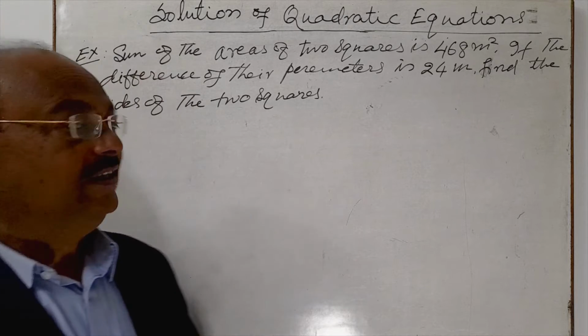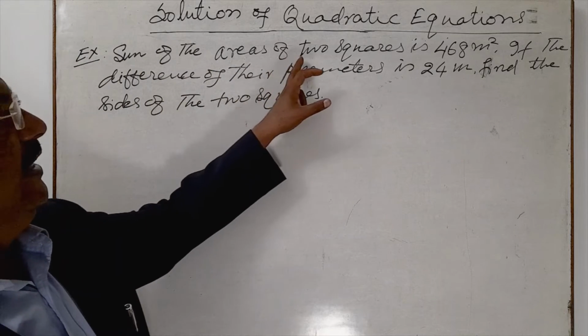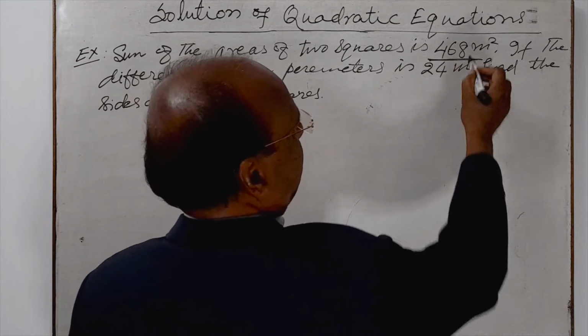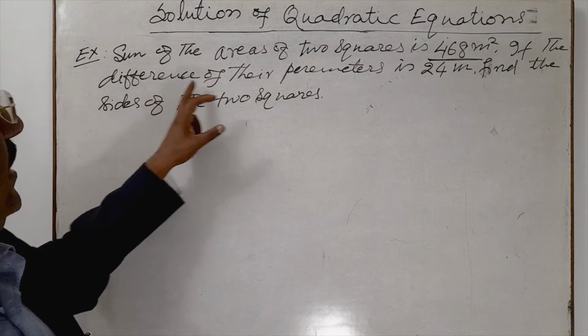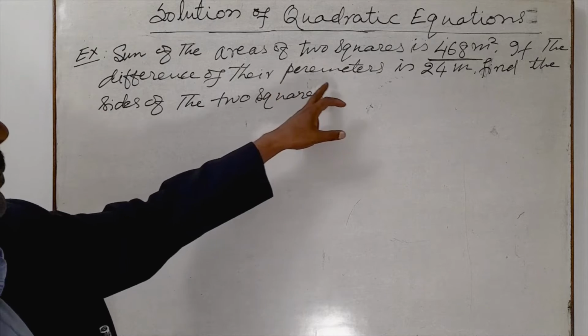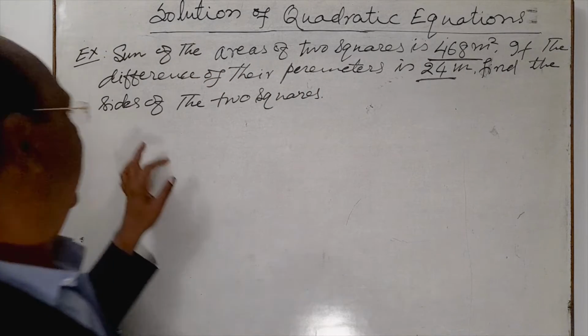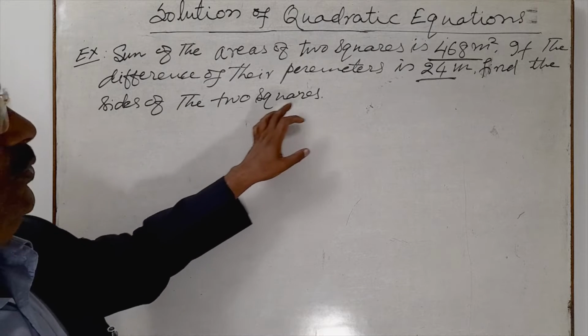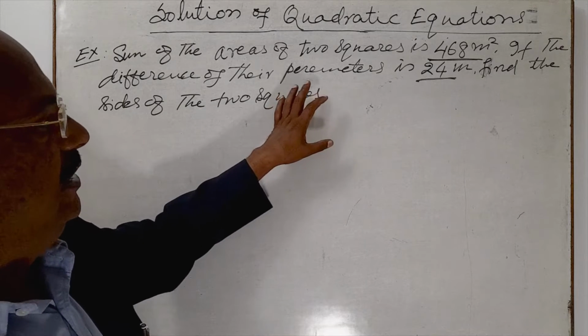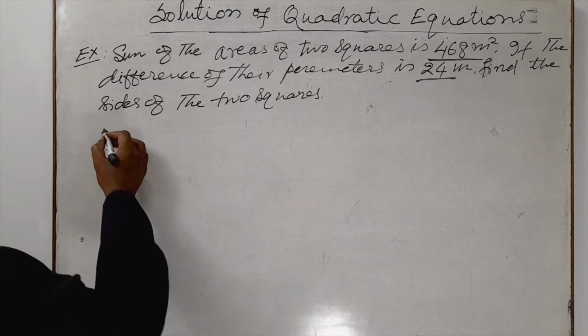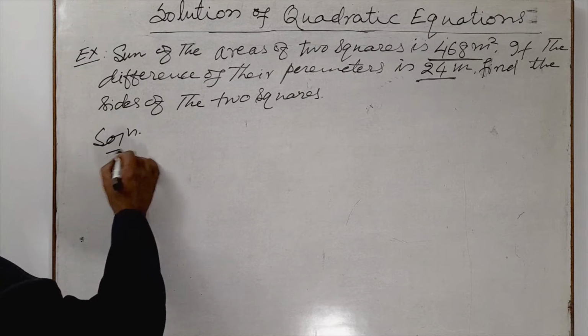Now let us see this question. Sum of the areas of two squares is 468 meters square. If the difference of their perimeters is 24 meter, find the sides of the two squares. So clearly we are having two squares here, correct? So let us start the solution like this.